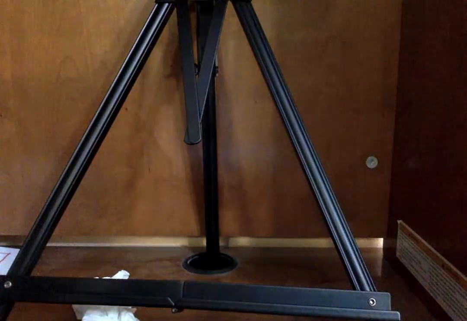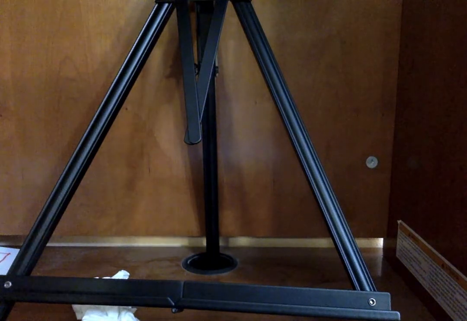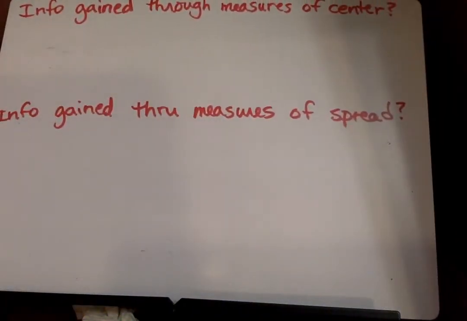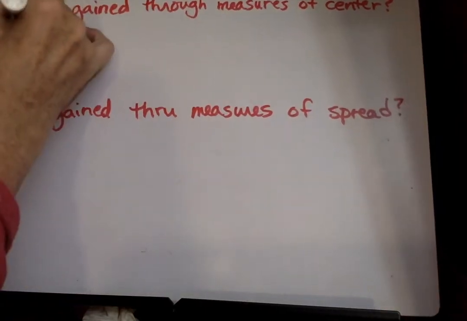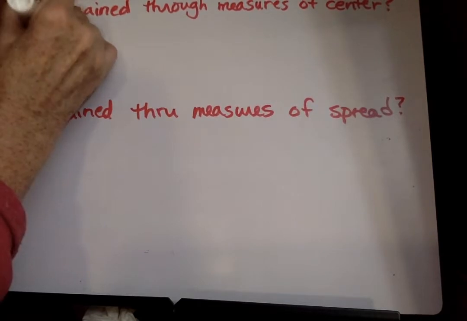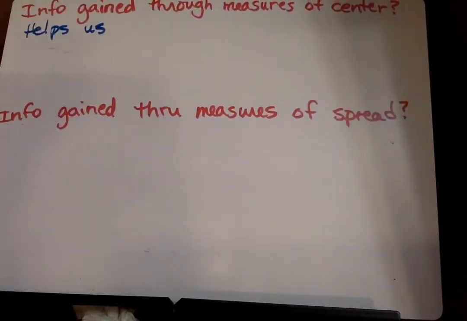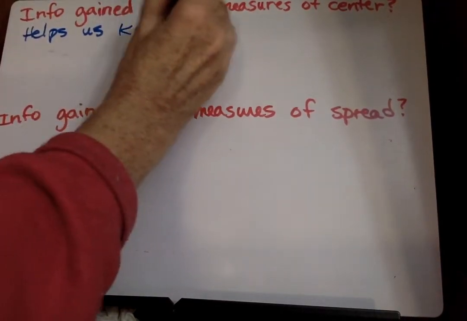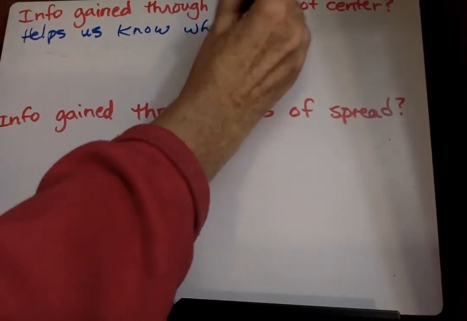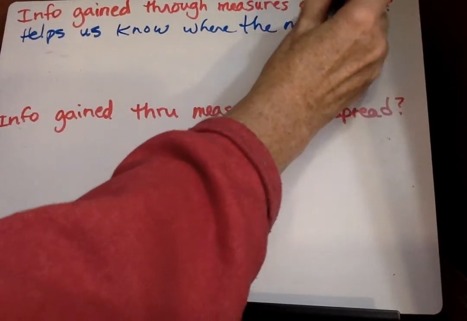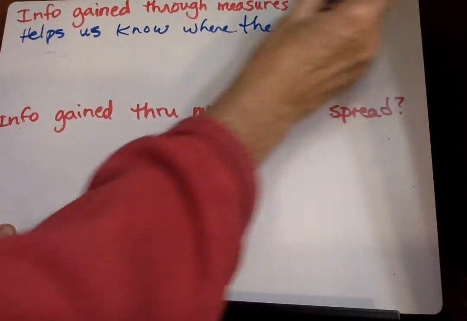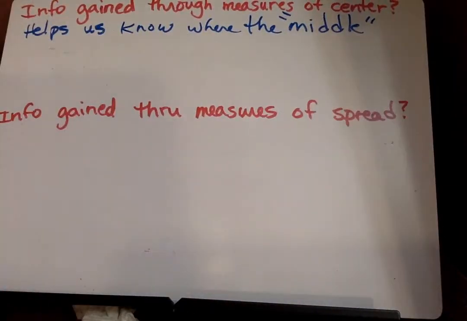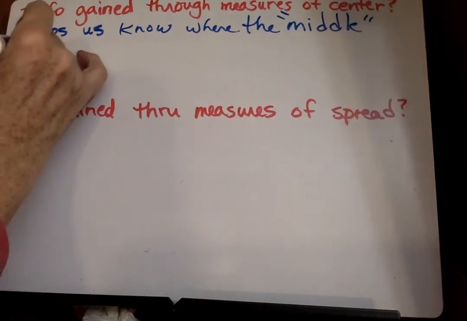And we're moving along. You might have to pause the video. What information is gained through measures of center? Helps us know where the middle, and you should be writing this down, and I'm going to put that in little quotation marks, middle values of the data set are.